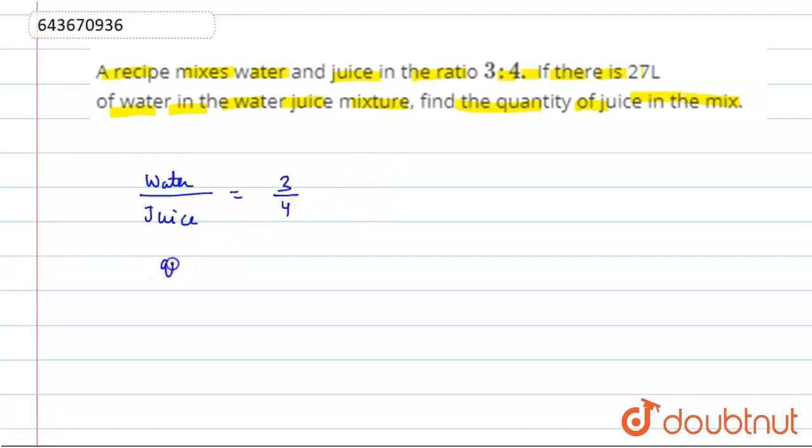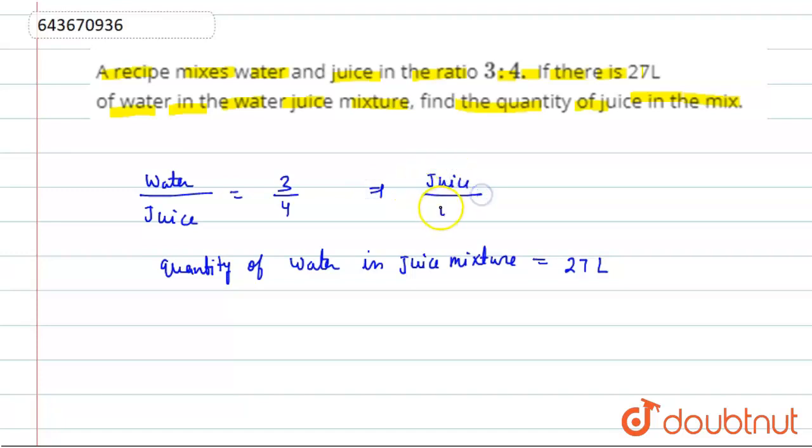Now we have given that the quantity of water in the juice mixer will be equal to 27 liters. Now first we find the ratio of juice by water. We will take the reciprocal, so this will be equal to 4/3.